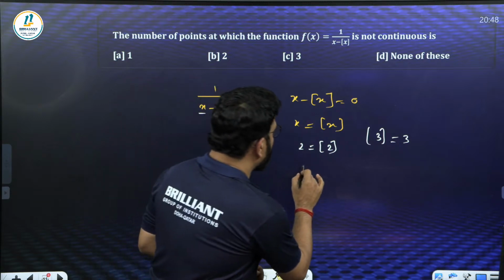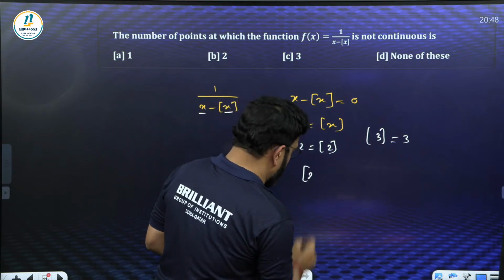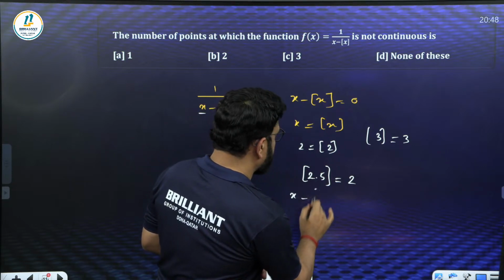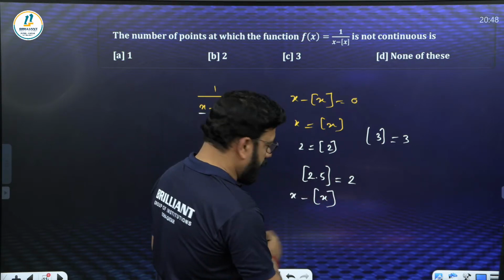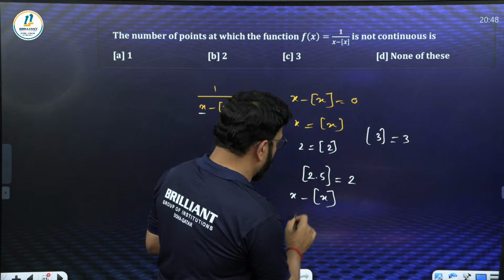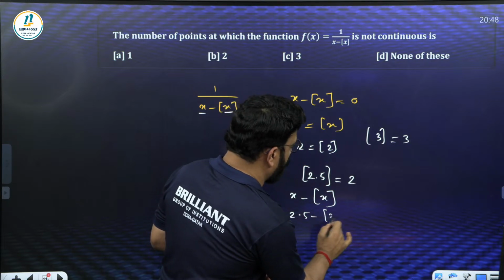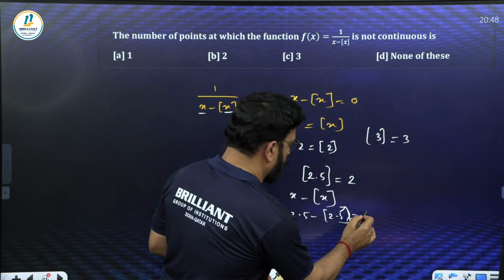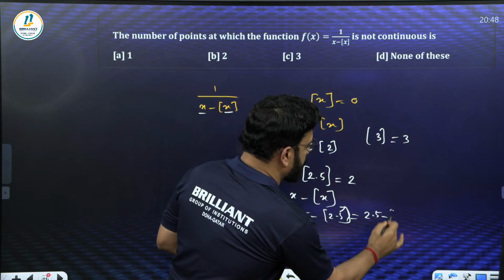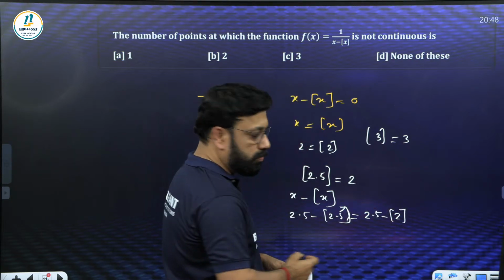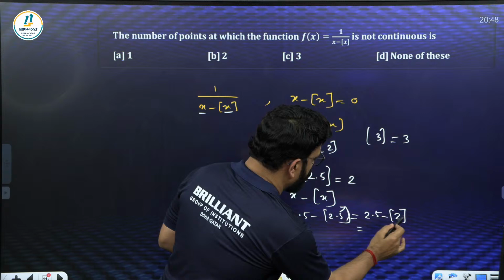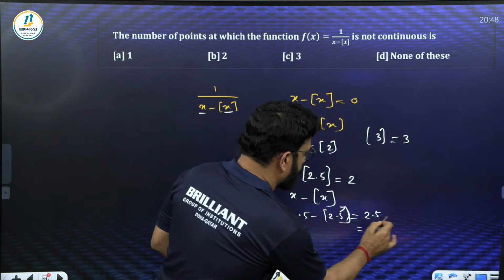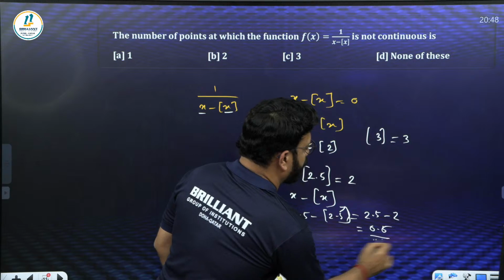So here 2 and 2.5 are taken. Only 0.5 will come. Example, x minus the greatest integer of x. Here I am taking x equal to 2.5. 2.5 minus the greatest integer of 2.5 goes to 2.5 minus 2, so the answer will be 0.5. The greatest integer of 2.5 goes to 2, then 0.5 will come.